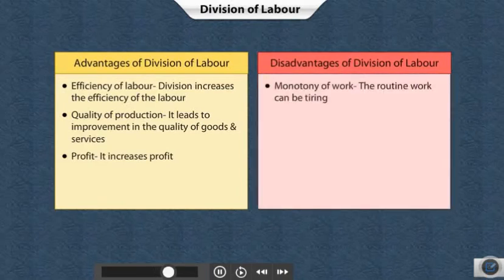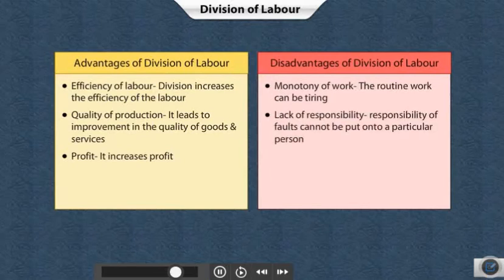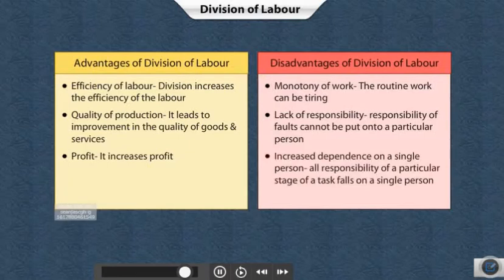The routine work can be tiring. Lack of responsibility: responsibility of faults cannot be put onto a particular person. Increased dependence on a single person: all responsibility of a particular stage of a task falls on a single person.